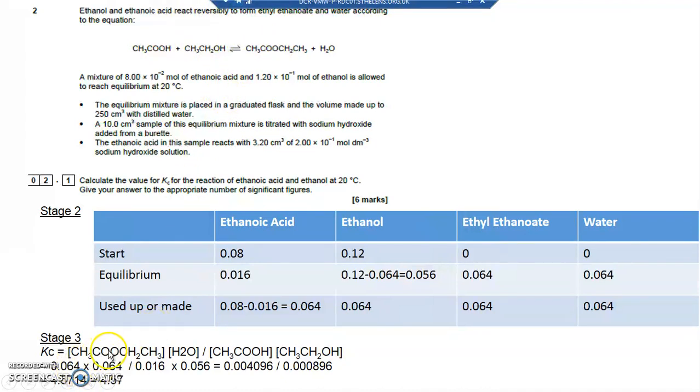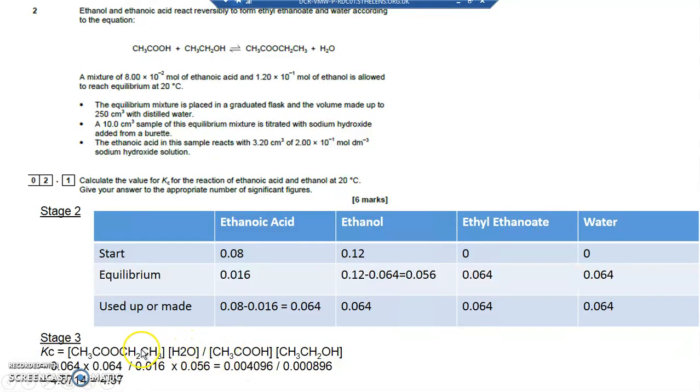So let's have a look what I've got at equilibrium. Concentration of ethyl ethanoate is 0.064, 0.064 for the concentration of water, divided by the concentration that I've got, 0.016 here, and 0.056 moles of ethanol. I could divide by the volume, 250 centimetre cubed, but because I'd be dividing by 250 centimetre cubed twice on the top of the equation and twice on the bottom of the equation, they'd all cancel out. So I'm just going to use the number of moles.